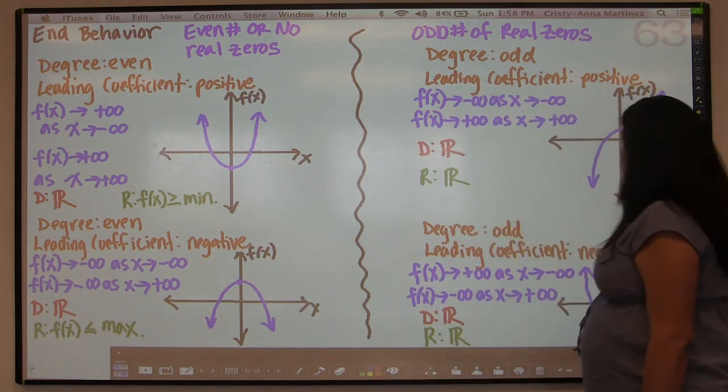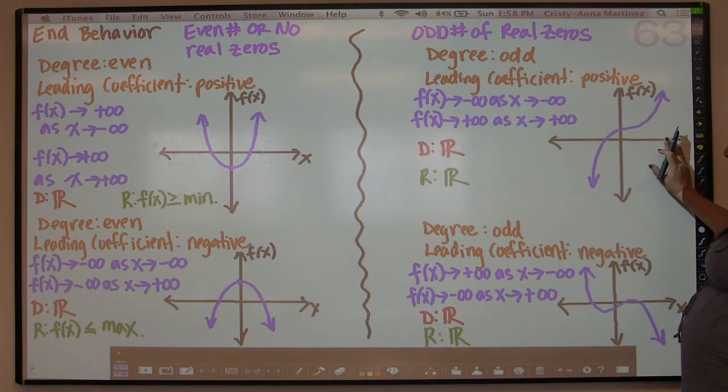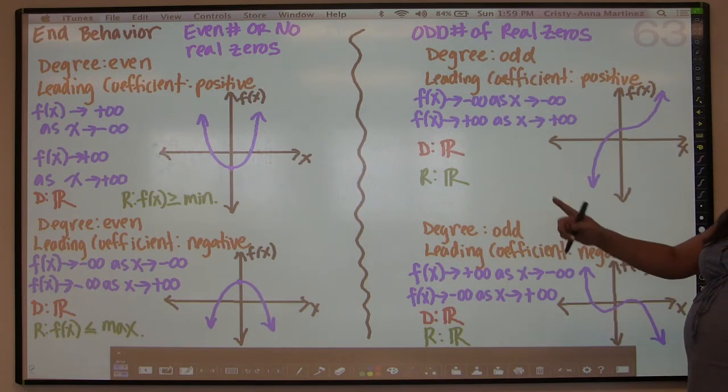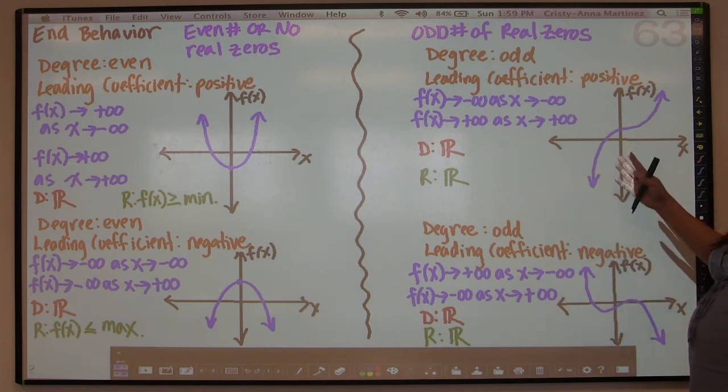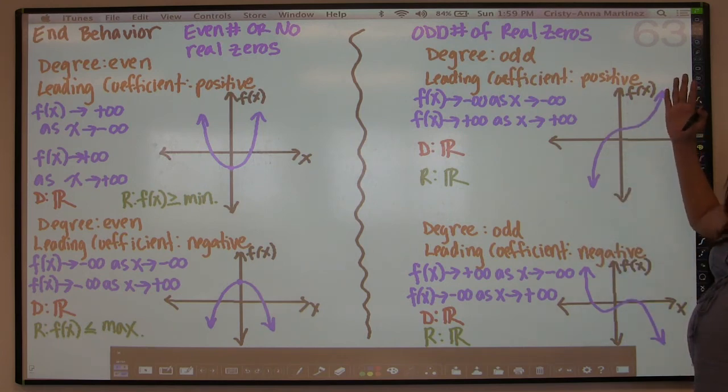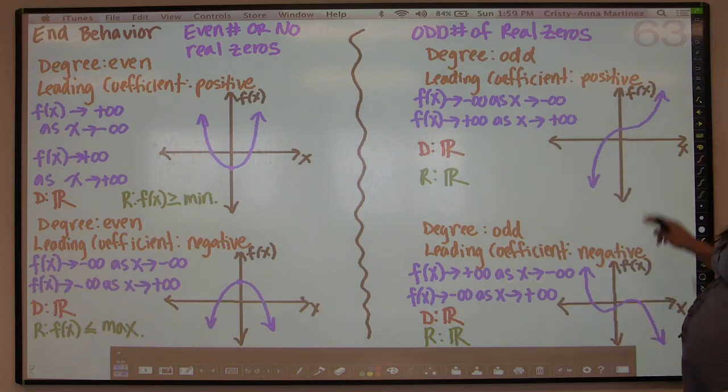Then you have over here your odd functions. In the case of the odd functions, you always have one arm going up and one arm going down. In the case of the evens, the two arms, and when I say arms, I mean the ends of the function, are always together. They're always both up or both down. In this case, you always have one of each: one up, one down.